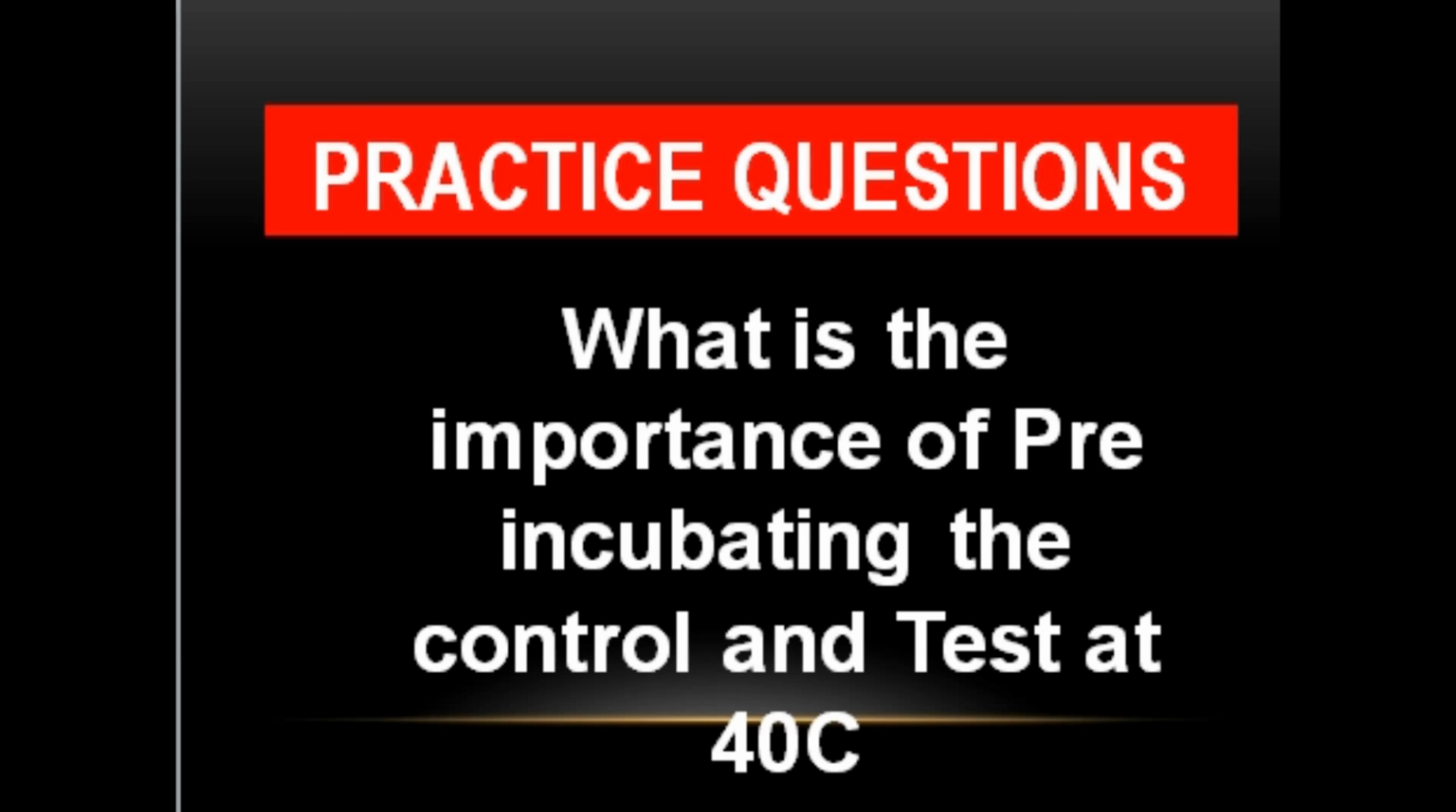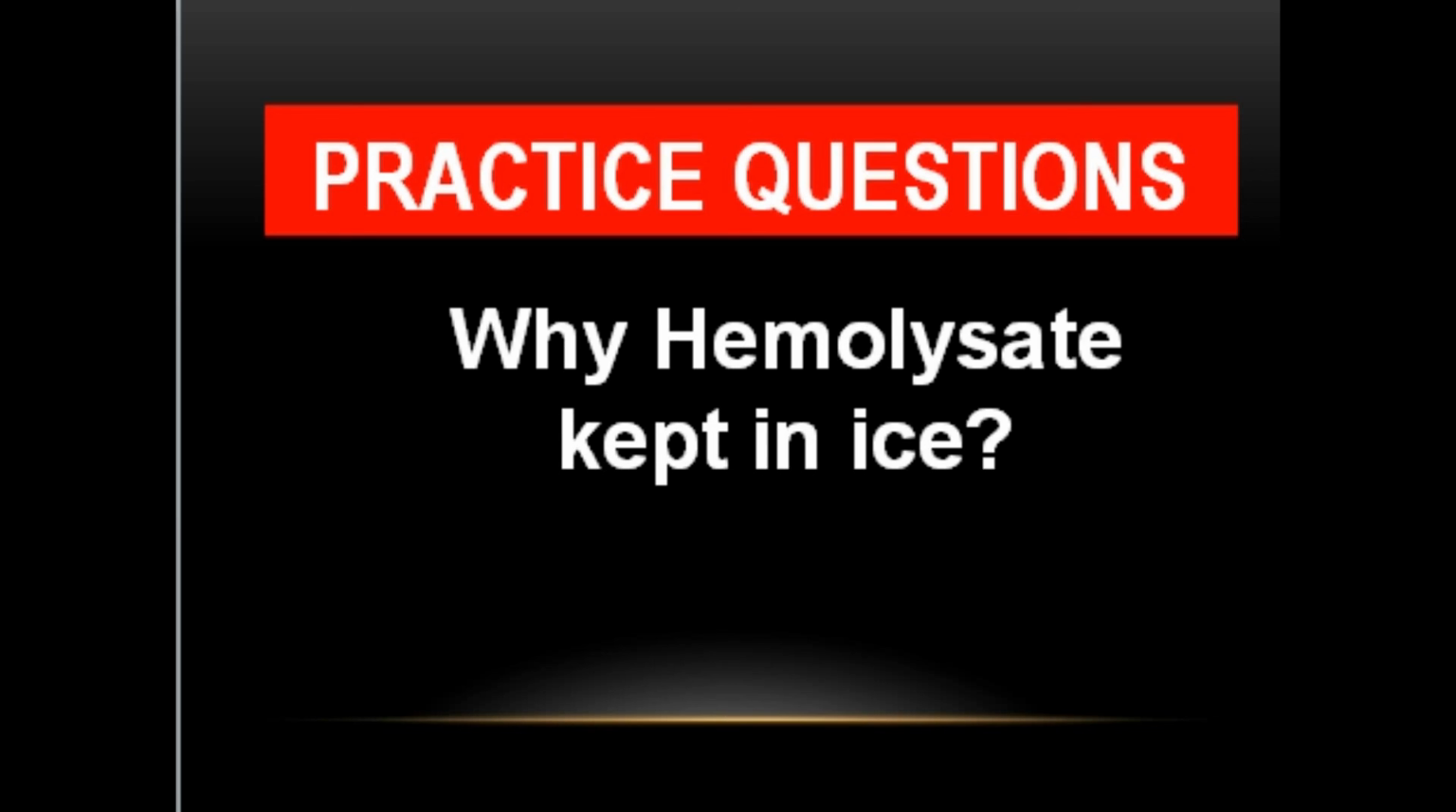What is the importance of pre-incubating the control and test at 40 degrees Celsius? This is important because it is necessary to bring the temperature up to 40 degrees Celsius. The enzyme, when added, gives maximum activity at this temperature. So 40 degrees Celsius is the best optimum temperature for the catalase enzyme.